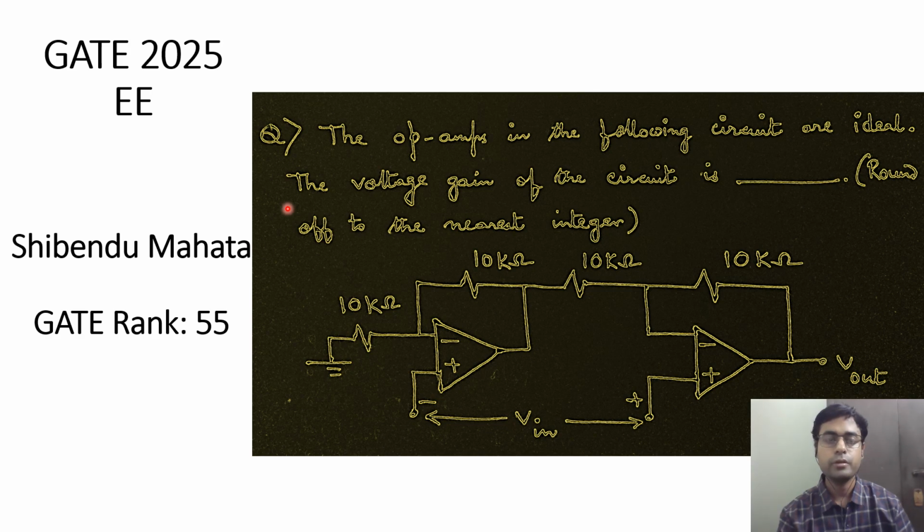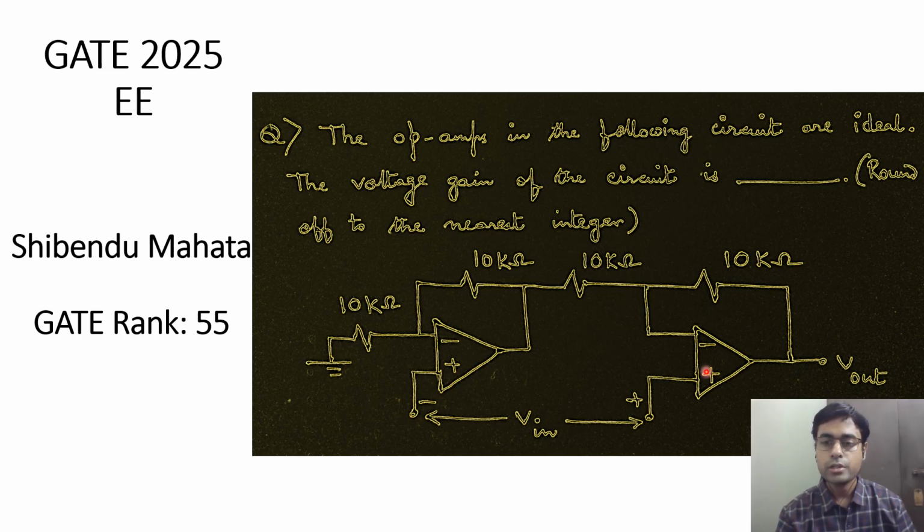This problem came in this year's electrical engineering GATE. The problem is on operational amplifiers, and it is stated as follows. The op amps in the following circuit are ideal. The voltage gain of the circuit is dash, and the answer should be represented in the nearest integer form.